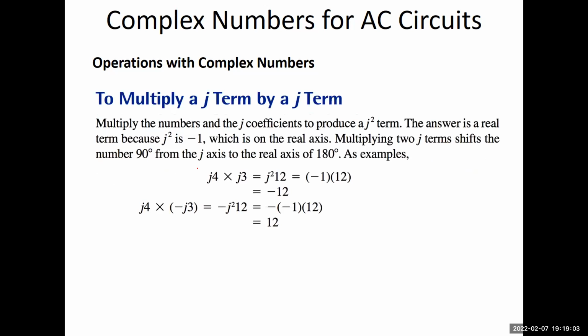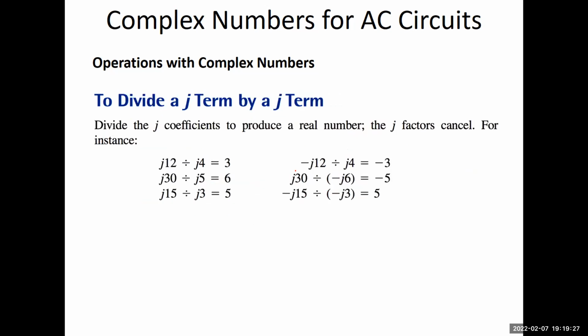But to multiply a J term by a J term, you must remember again, di ba? Pagka nag-multiply ka ng J and J, magkakaroon ka ng J squared. And J squared is always equal to negative 1. And it will have an effect on the total result.